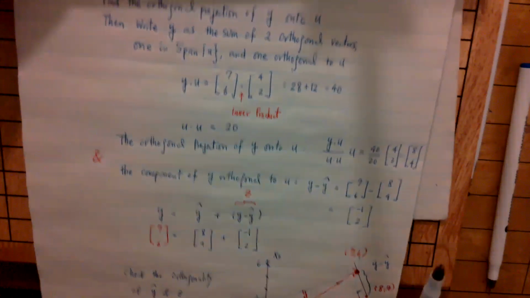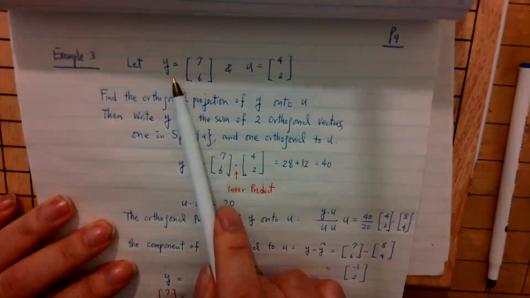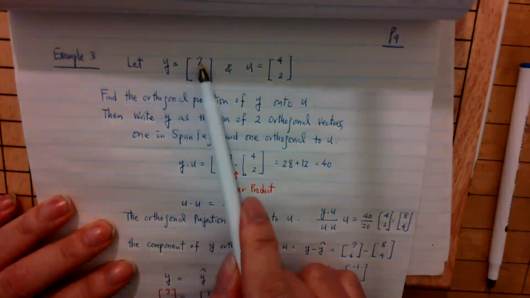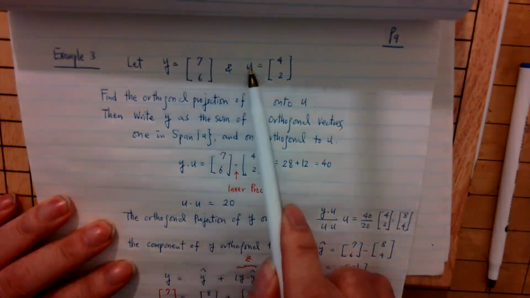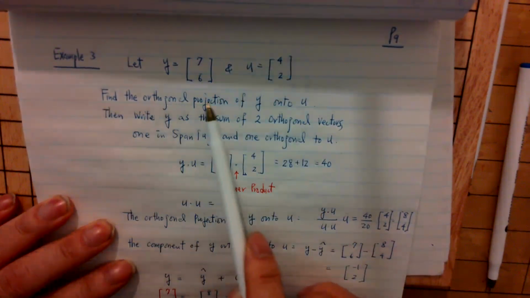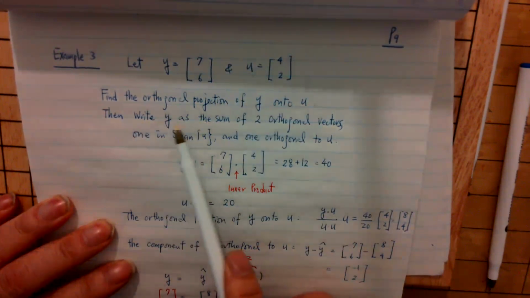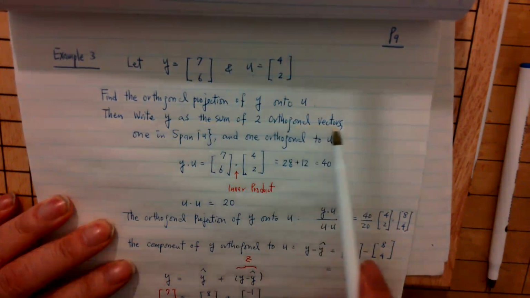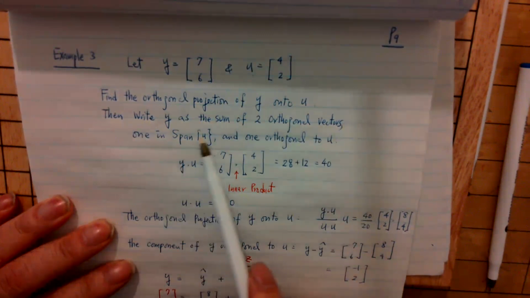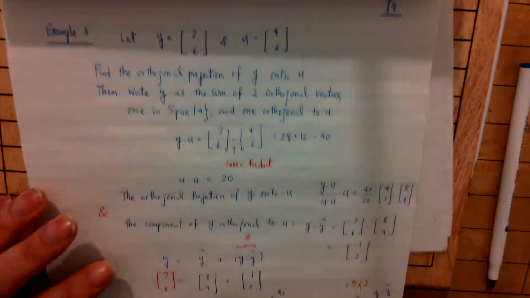Now look at here. Let's work on one concrete example so you know what's going on. Y is (7, 6), and U is (4, 2), okay? We want to find the orthogonal projection of Y onto U, and then write Y as a sum of two orthogonal vectors, one in span U and one orthogonal to U. So we find basic computation blocks.